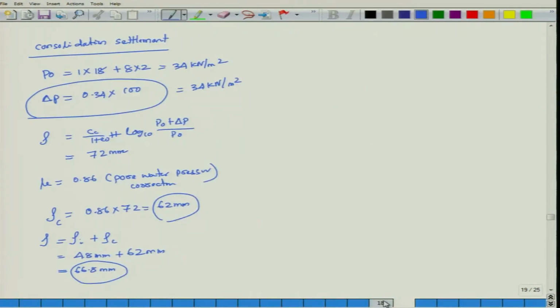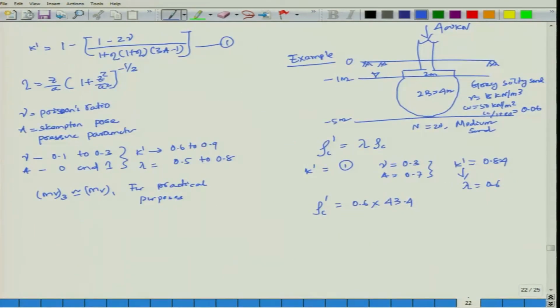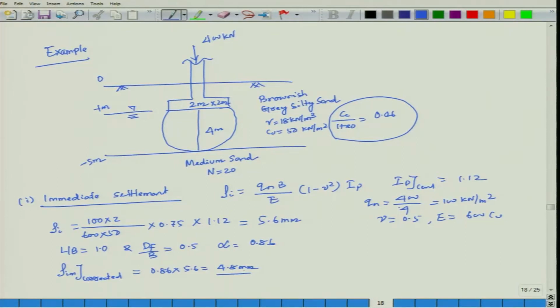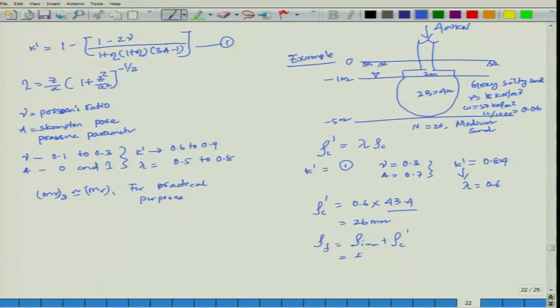Here the consolidation settlement is 43.4 mm, which gives 26 mm, and the total final settlement is the immediate settlement plus consolidation settlement by means of the stress path method. Immediate settlement for this same problem is 4.8 mm, plus consolidation settlement based on stress path, 26 mm, which comes out to be 30.8 mm.